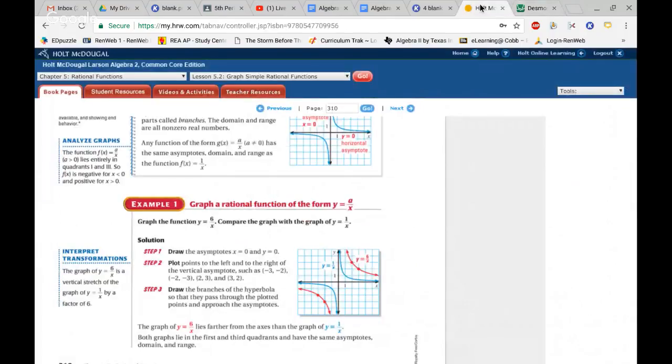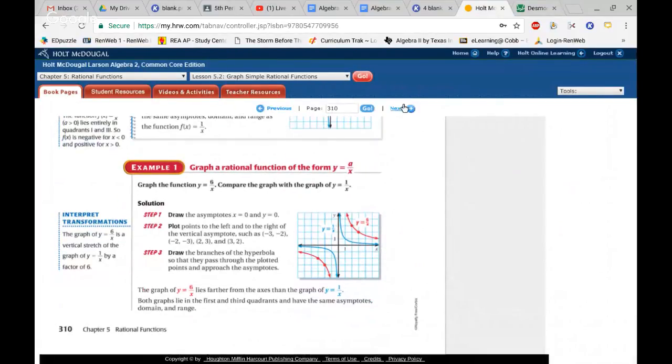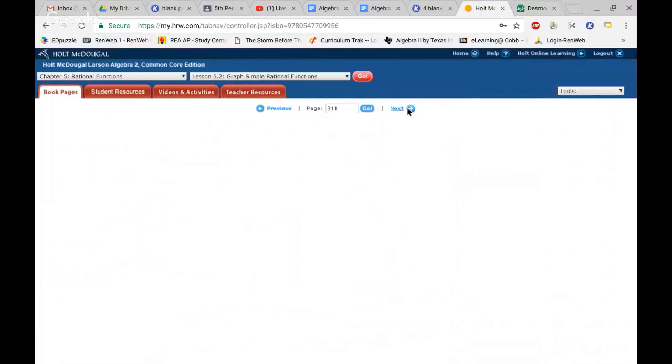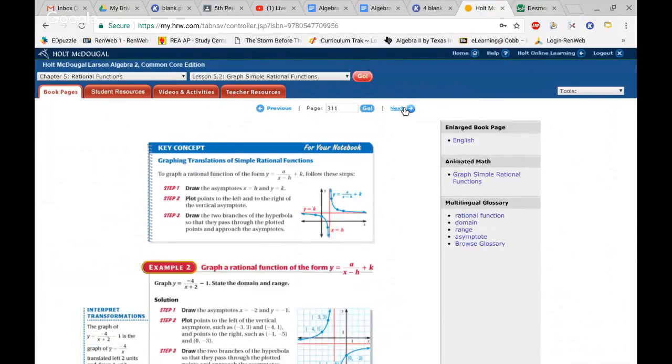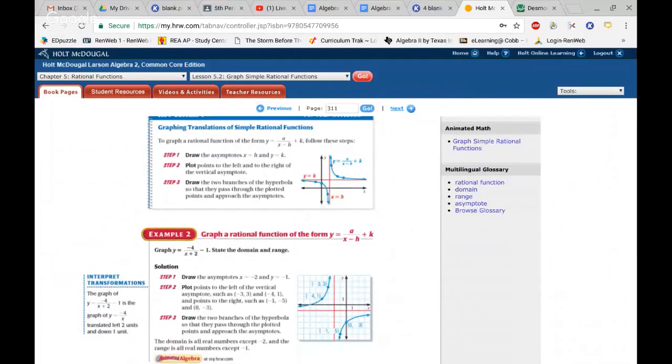Now, what was the next number? Let's look at the next example, and that will help us with the next few problems. Okay. Now, remember good old A, H, and K?